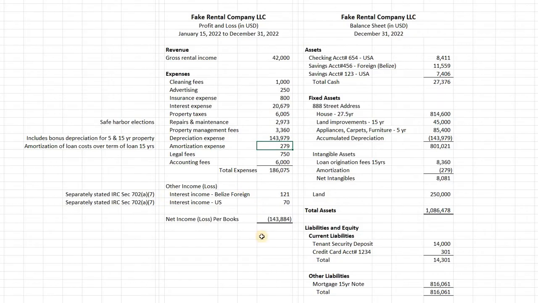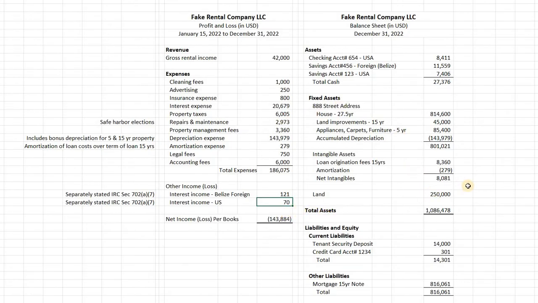And then lastly here we have, again, the interest income. So we have the U.S. and foreign accounts. So we have some non-U.S. interest income and some U.S. interest income. Those are separately stated items. And then what we'll see on the K2 and K3 is where we separately even break these out even further, right? And you'll see what I mean when we get to looking at those.